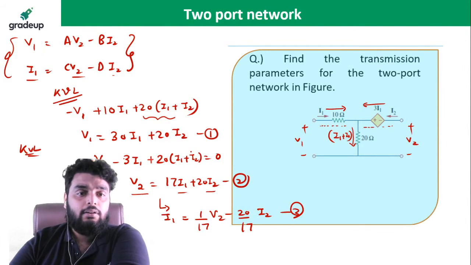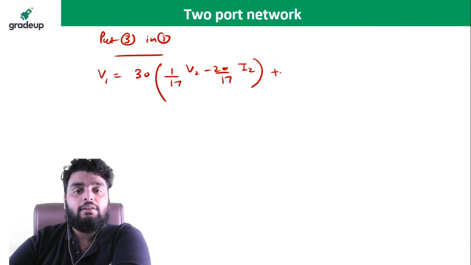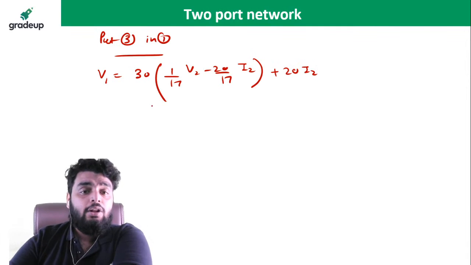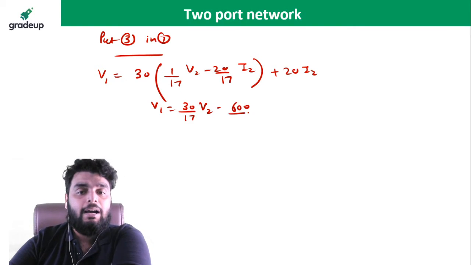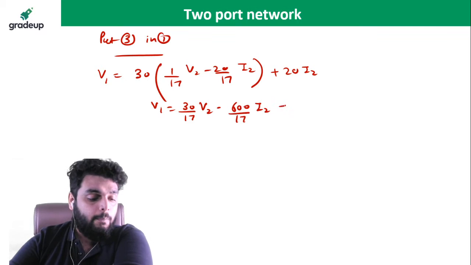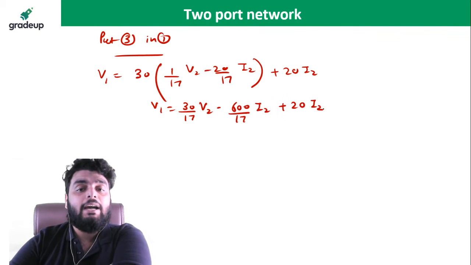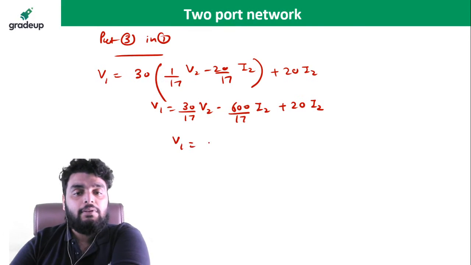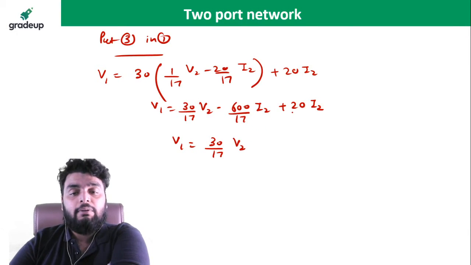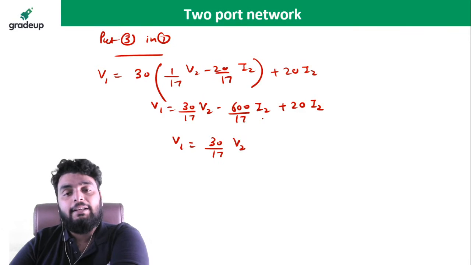कहां पर था मैं? Yes. Plus 20 times I2. So V1 will be how much? 30 divided by 17 V2 minus 600 by 17 I2 plus 20 multiplied by I2. So V1 comes out to be 30 by 17 V2. Now it will be 340. So 600 minus 340.